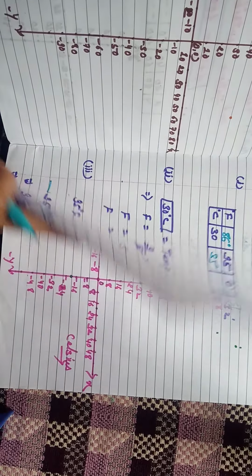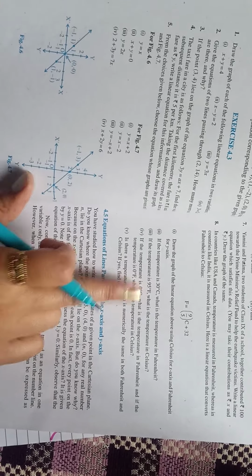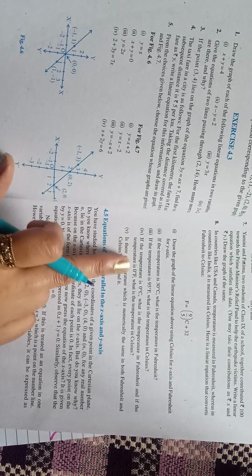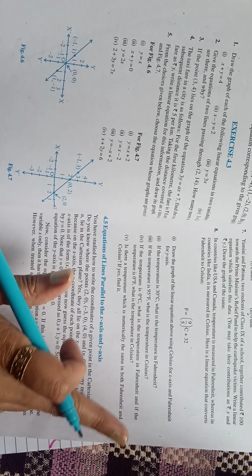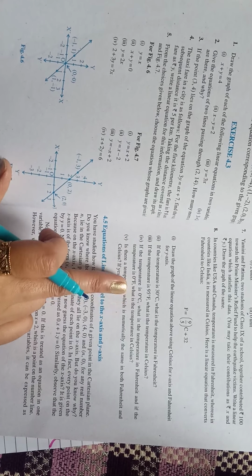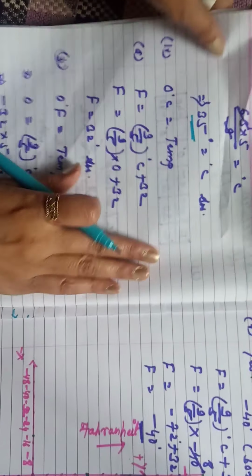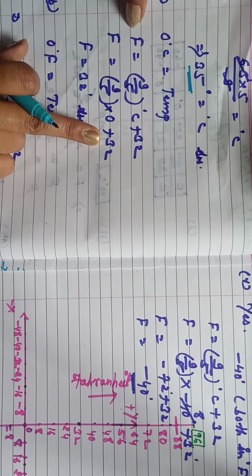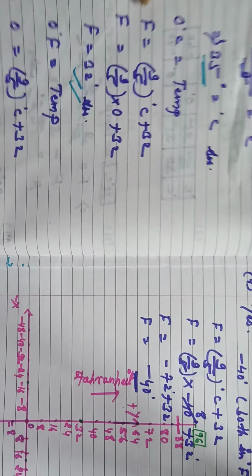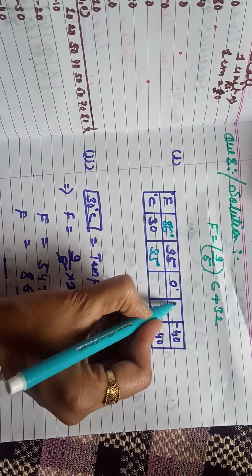Now the question number 3 is done. Now let's come to question number 4. If the temperature is 0 degrees Celsius, then what is the temperature in Fahrenheit? And if the temperature is 0 degrees Fahrenheit, then what is the temperature in Celsius? So if the temperature given is 0 degrees Celsius, put the value of Celsius as 0. So the Fahrenheit value is 32. For 0 degrees Celsius, the Fahrenheit value is 32.